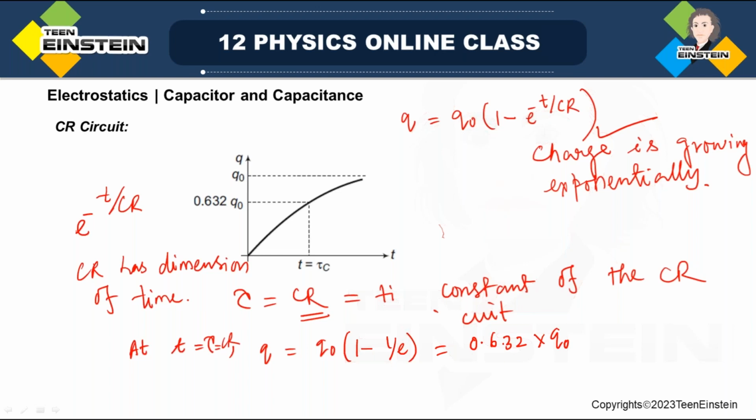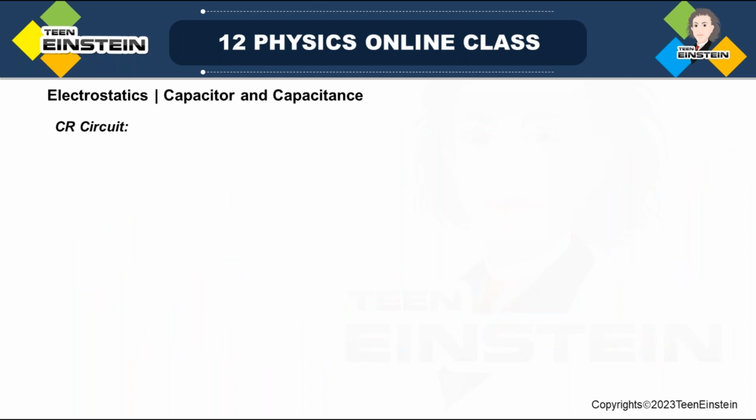So what does this mean? Actually, this is how we define what is called the time constant. We define time constant in this way: that when the charge of the capacitor becomes nearly 63% of the steady state value. Better to define this in terms of current. Let me just go to current.